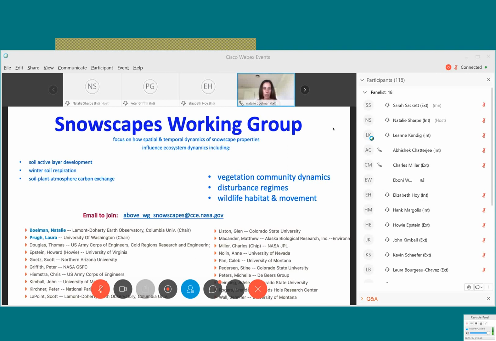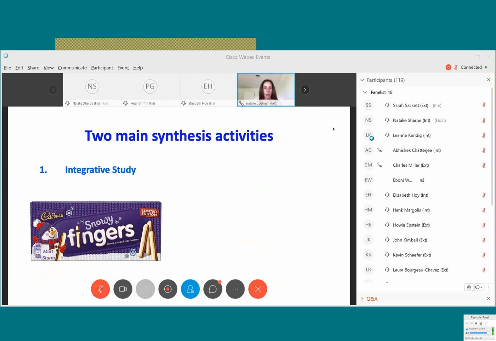We have a number of people in this working group, and I would say that on most of the calls we have about 8 to 10 people on average who are present and actively involved. And so if anyone else would like to join this working group, just email this email address, and we'd be very happy to have you. Next slide, please. Okay, so we have two main synthesis activities.